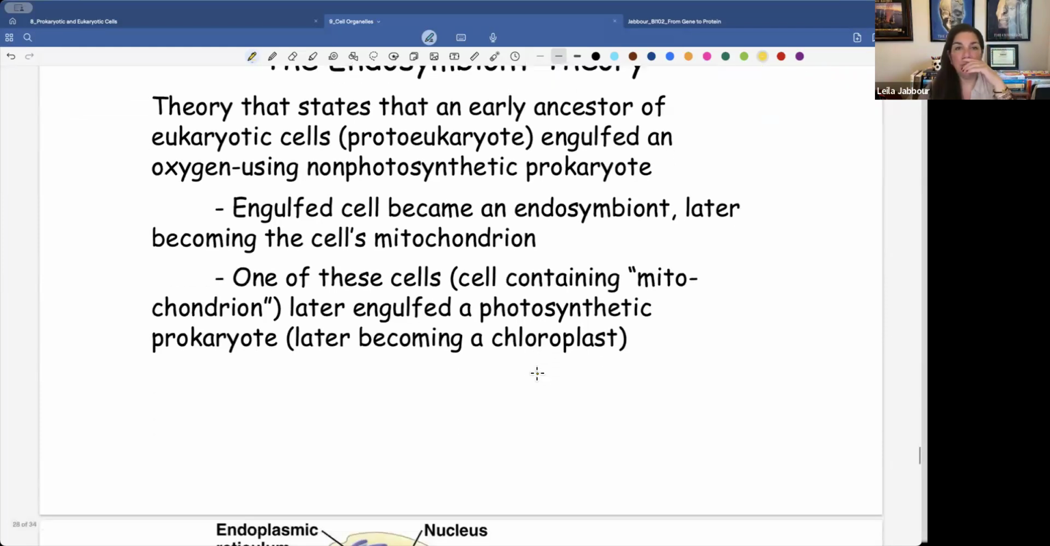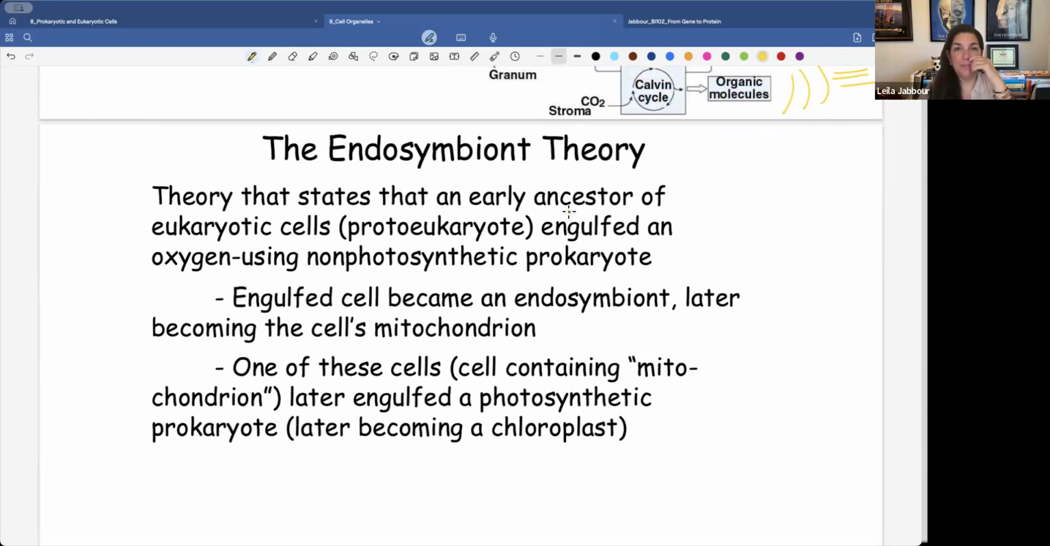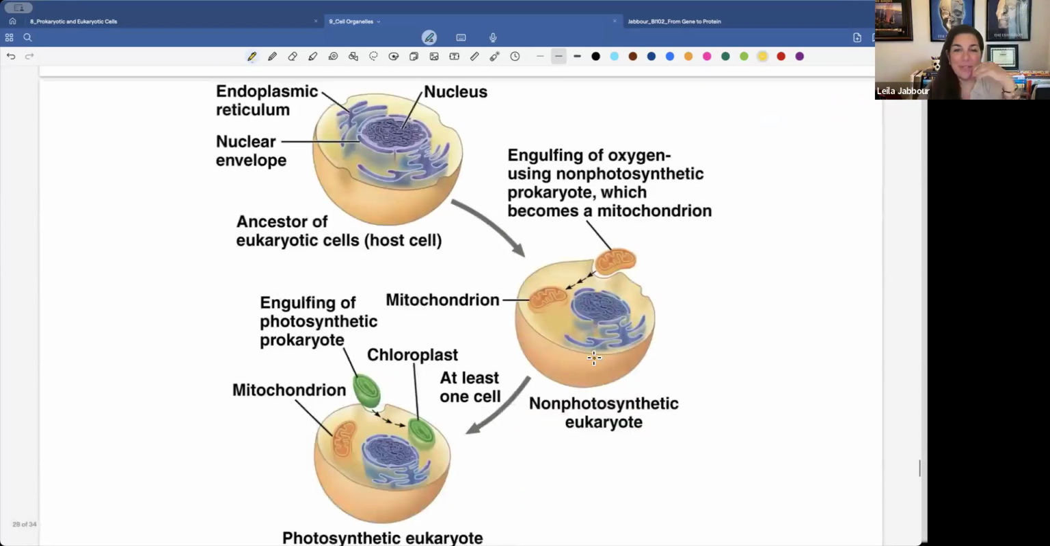This happened a very long time ago, millions of years ago. I don't have a time frame here. And this is the diagram that goes with that theory, where a regular eukaryotic cell engulfed what used to be an oxygen-using non-photosynthetic prokaryote, a prokaryote of its own. But after it got engulfed, it became an organelle within that bigger eukaryote. This is the case for the mitochondrion, and this is the case for the chloroplast. It's thought that both were at one point entities on their own, and then they were engulfed by bigger eukaryotic cells, and these entities became an organelle within the bigger cell.